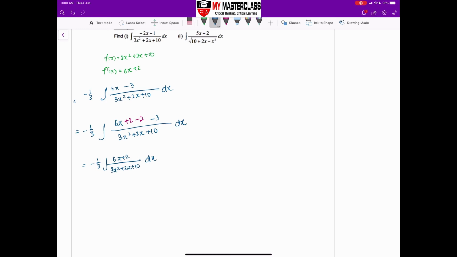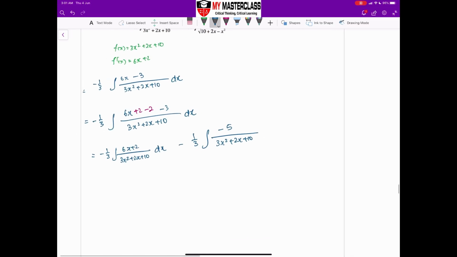Take note, the minus 1/3 is to the entire integral, so you have to bring the minus 1/3 over as well. So this will be minus 5 divided by 3x squared plus 2x plus 10. Once you hit here, the first part you're going to use your f prime x over fx formula. And over here, you're going to do completing the square and then figure out what formula to use.